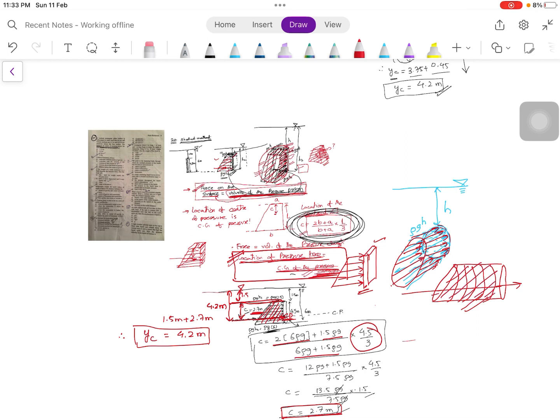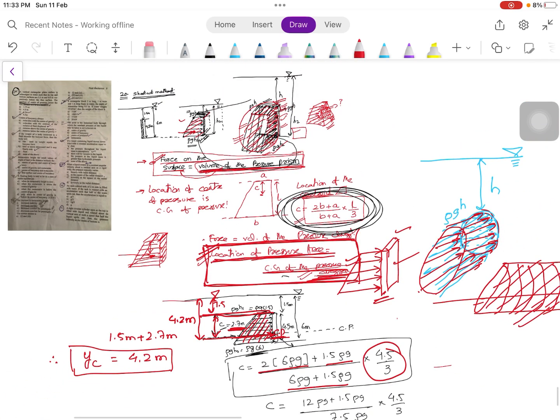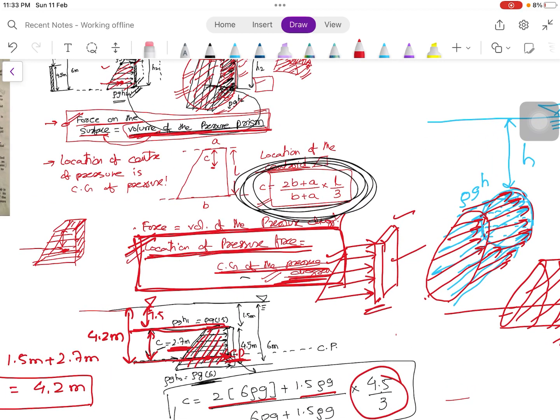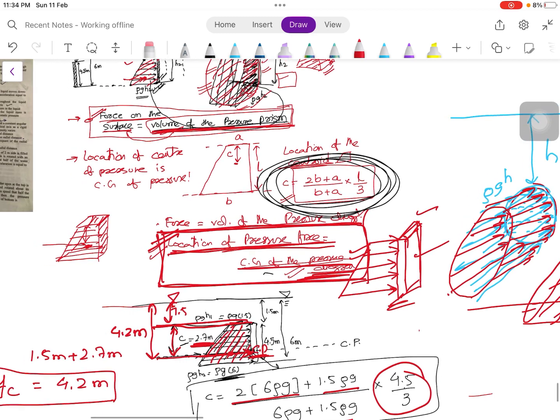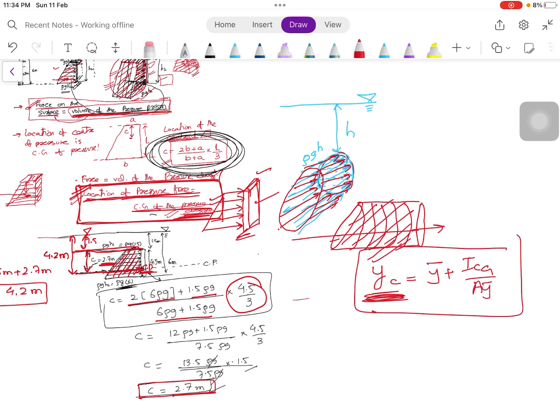So just remember that whenever we have a square plate or a rectangular plate, we are going to use this concept that the location of the pressure force is at the CG of the pressure diagram. Although it's applicable to any surface, any plate, any pressure diagram, it's feasible to use in the cases where the width of the plate is constant. In these kinds of cases, we can use the normal formula, which is yc equal to y bar plus Icg upon A y bar, to find out the depth of the center of pressure.